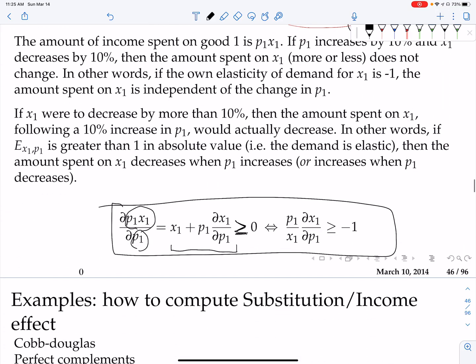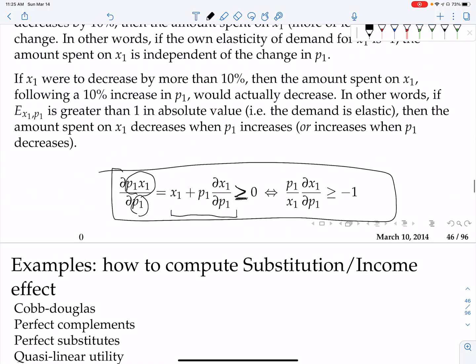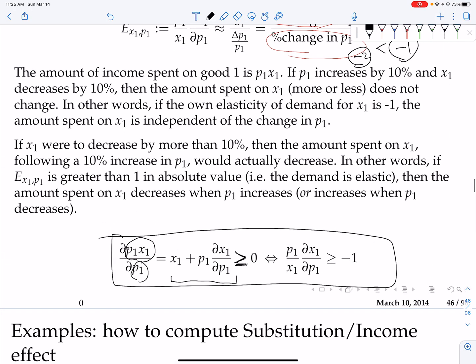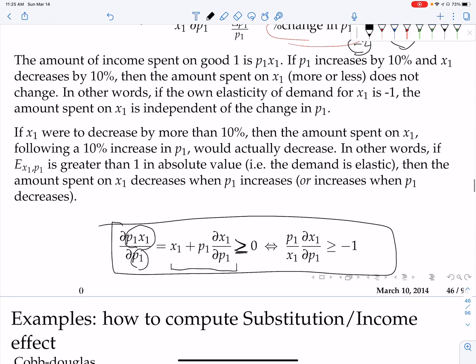All right, that's it for today, and we'll talk about how to compute the substitution and income effect a bit later.